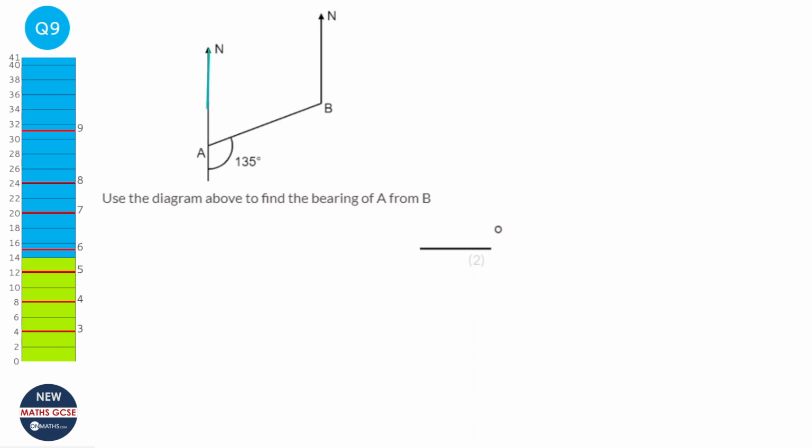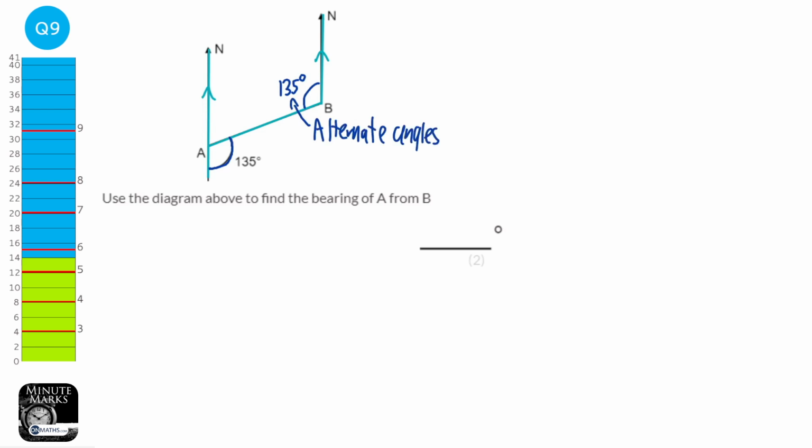Whenever you have north lines, they will always be parallel. So what we have here is we have a straight line going through two parallel lines, which are our two north lines. And therefore this angle here is going to equal this angle here. And the reason for that is that the two angles are alternate, they're z angles. So we can say that that is 135, and I always like to try and show the examiner the reasons. So that's because it's alternate angles.